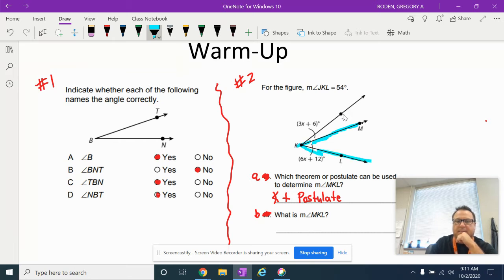We want this angle. I'm sorry about that. Okay, but same thing, no big deal.